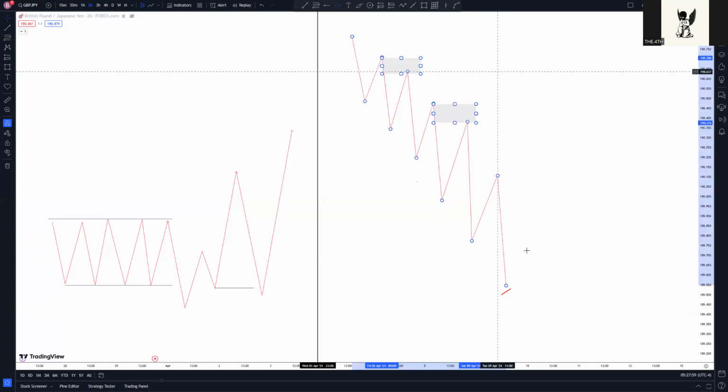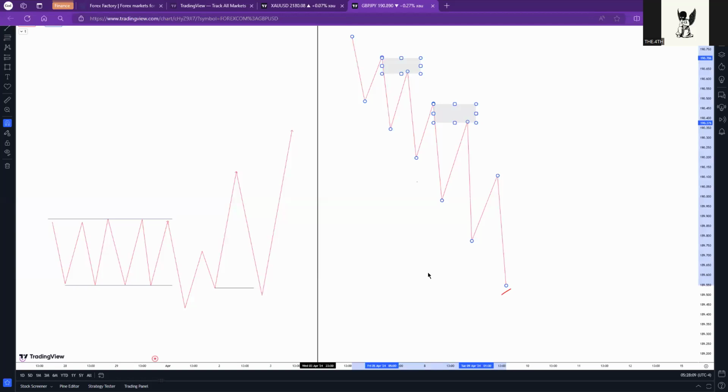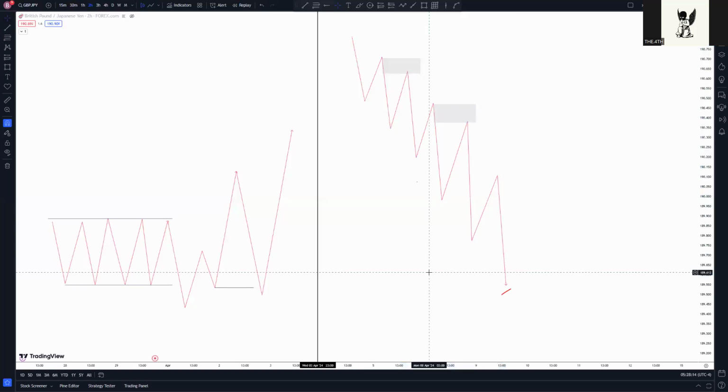One of the ways you begin to know that a bearish structure has started is that price begins to create what we call a strong high and a strong low. In a bearish structure, price will create for us what we call a strong high.